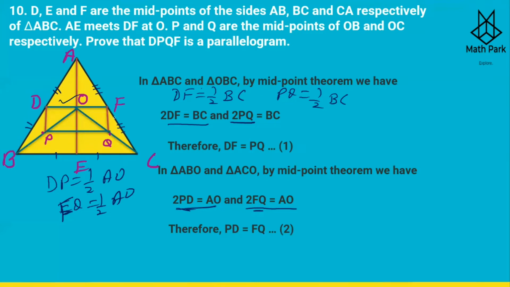So both pairs of opposite sides you got equal. Therefore, you get DPQF is a parallelogram, since both pairs of opposite sides are equal.